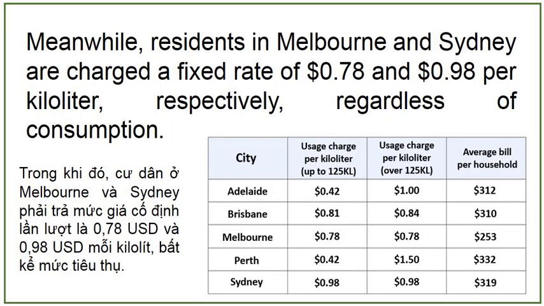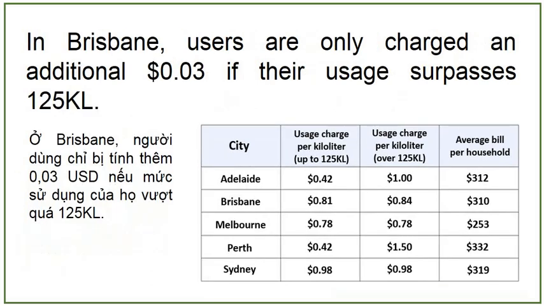Meanwhile, residents in Melbourne and Sydney are charged a fixed rate of 78 cents and 98 cents per kilolitre, respectively, regardless of consumption. In Brisbane, users are only charged an additional 3 cents if their usage surpasses 125 kilolitres.